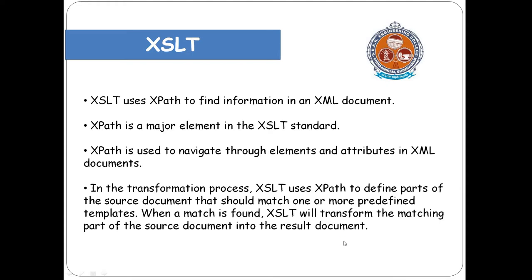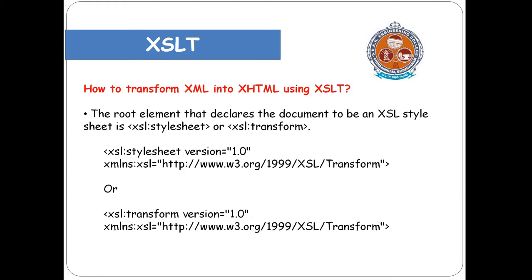Let us see a small example of how to transform XML into XHTML. We already discussed what XSLT is. XSLT is Extensible Style Sheet Language Transformation, which is used to transform XML into some other document, and in this we are going to see how to transform XML into XHTML using XSLT.